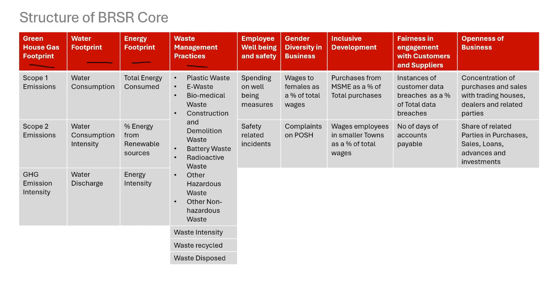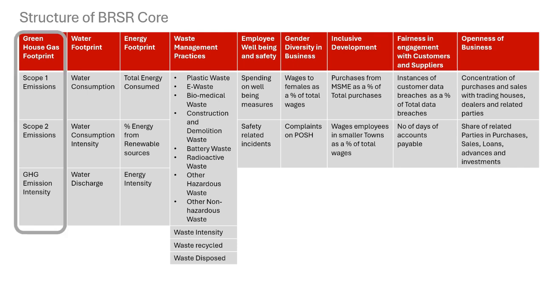The disclosures regarding the social obligations include employee well-being and safety, gender diversity in business, inclusive development, and fairness in engagement with customers and suppliers. They relate to principles 3, 5, 8, and 9 of the NGRBC. The disclosures regarding governance is about openness of the business and relates to principle 1 of the NGRBC. We will discuss all these 9 KPIs and the 29 data points in details in the subsequent slides.